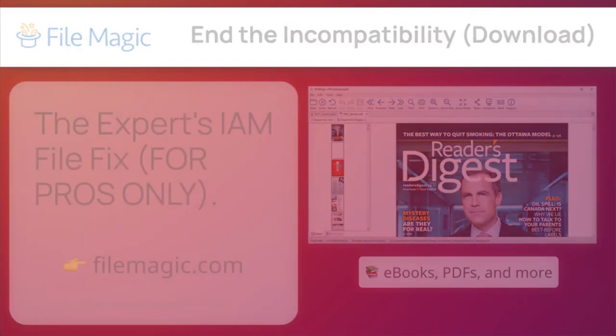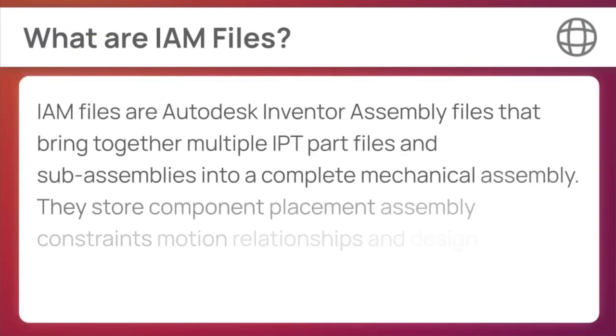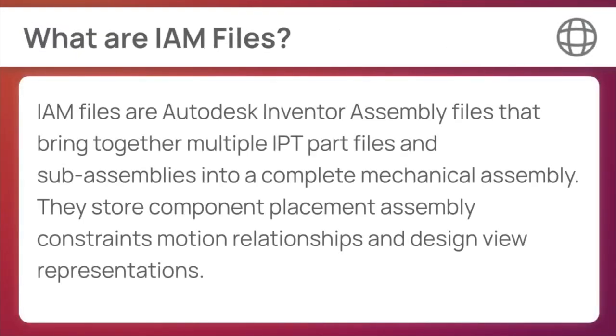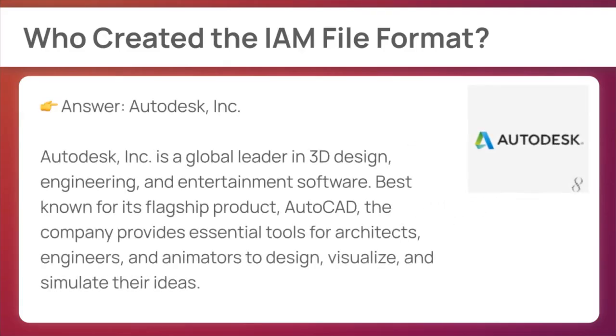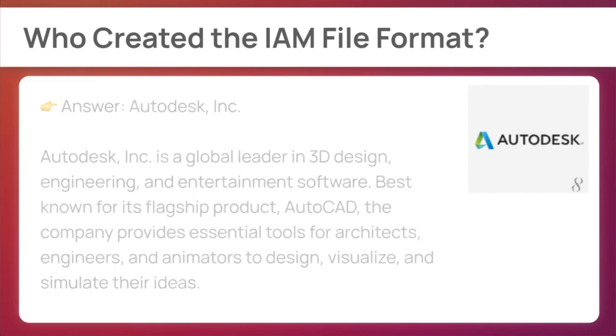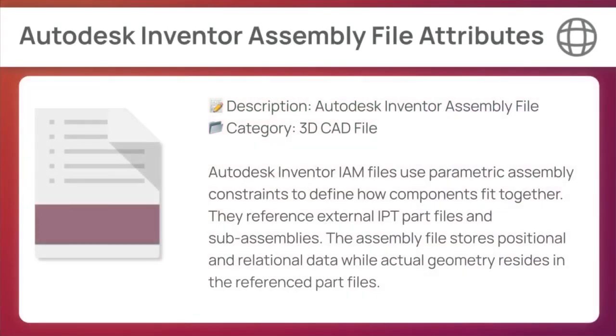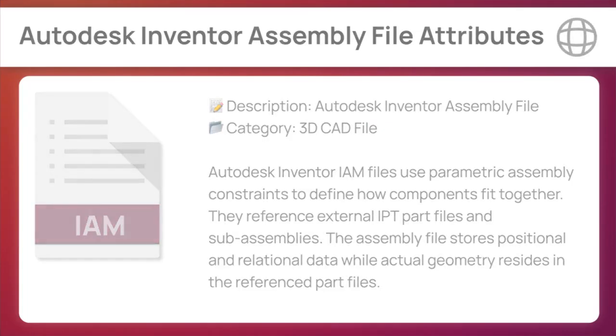IAM files are Autodesk Inventor Assembly files that bring together multiple IPT part files and sub-assemblies into a complete mechanical assembly. They store component placement, assembly constraints, motion relationships, and design view representations. Autodesk Inventor IAM files use parametric assembly constraints to define how components fit together. They reference external IPT part files and sub-assemblies. The assembly file stores positional and relational data, while actual geometry resides in the reference part files.